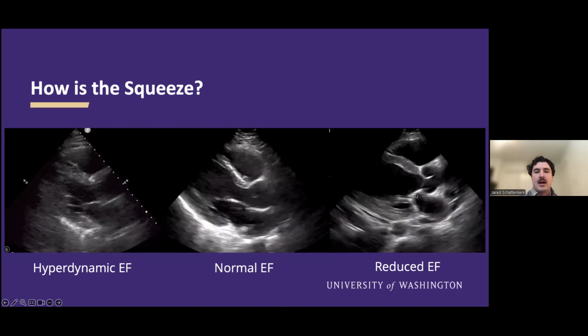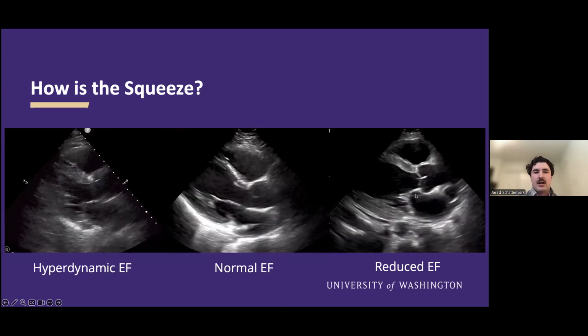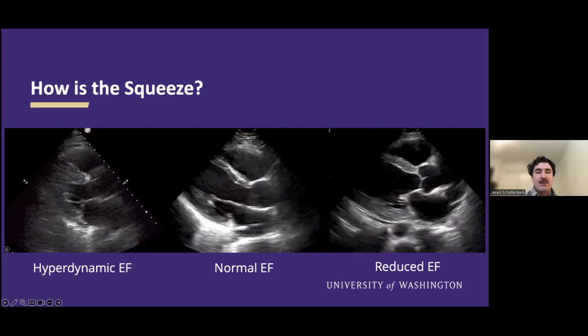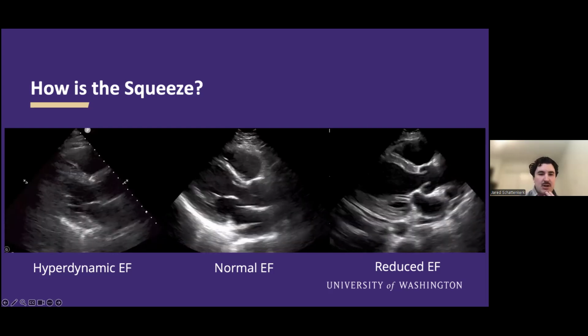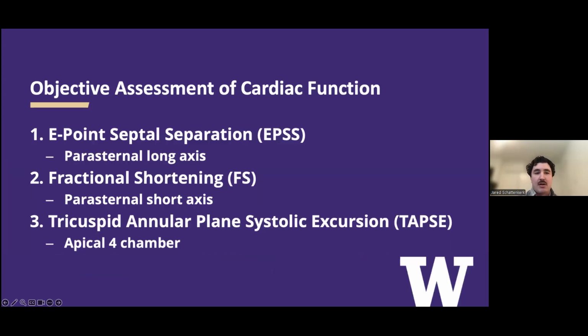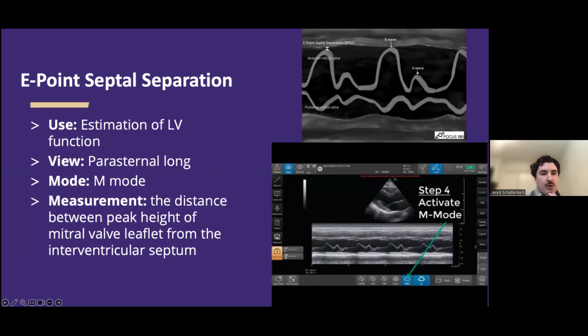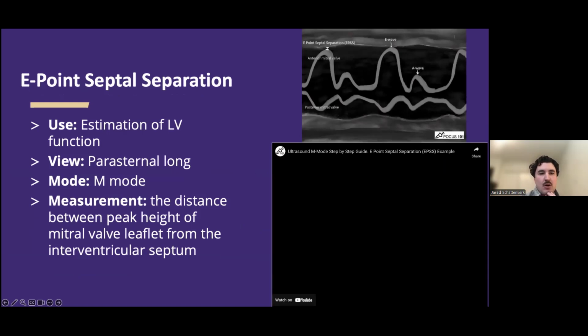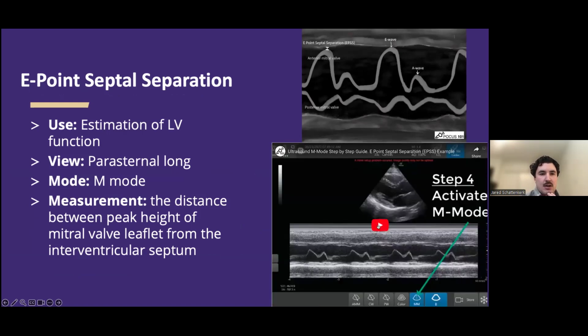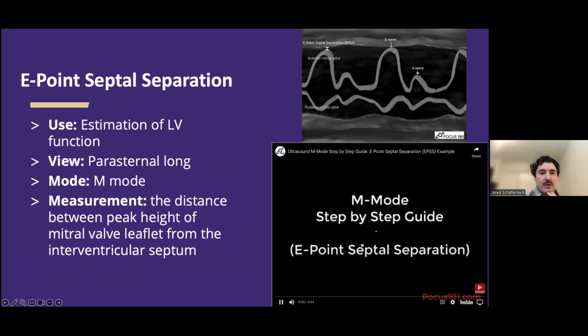But again, for me, as I've been learning, I never really knew what to do with this outside of the extremes. And so now I'm going to talk about some objective assessments of cardiac function that are pretty easy to obtain if you are able to get the views and can give us a more objective measure of whether their left ventricular function is normal or abnormal. The first one that we'll talk about is called E-point septal separation. So this is, like I mentioned, used to estimate their LV function.